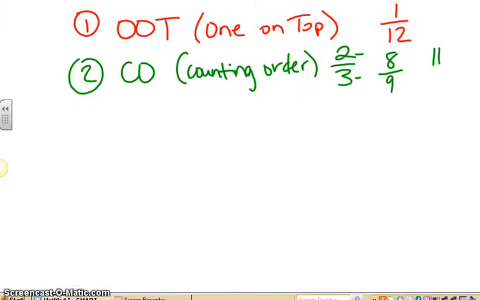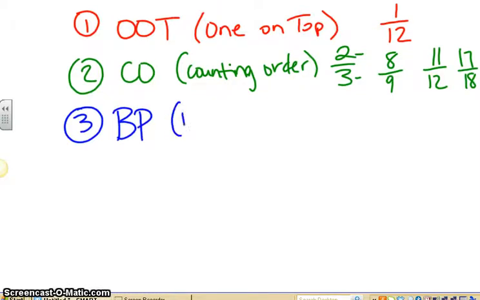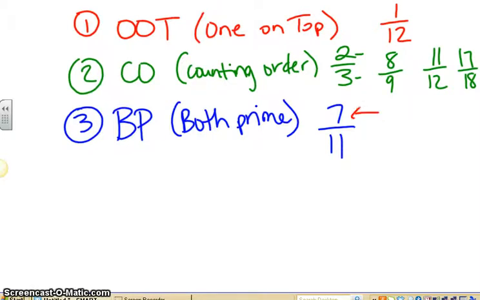8/9 is written in counting order. 11/12, 17/18. All of those fractions are written in counting order, which means that there is no way for you to simplify them because they are already simplified. Our third rule is the BP rule. BP means they are both prime. So let's try 7/11. We know that 7/11 cannot be simplified because 7 is prime and 11 is prime. So obviously that follows the BP rule, so it cannot be simplified.